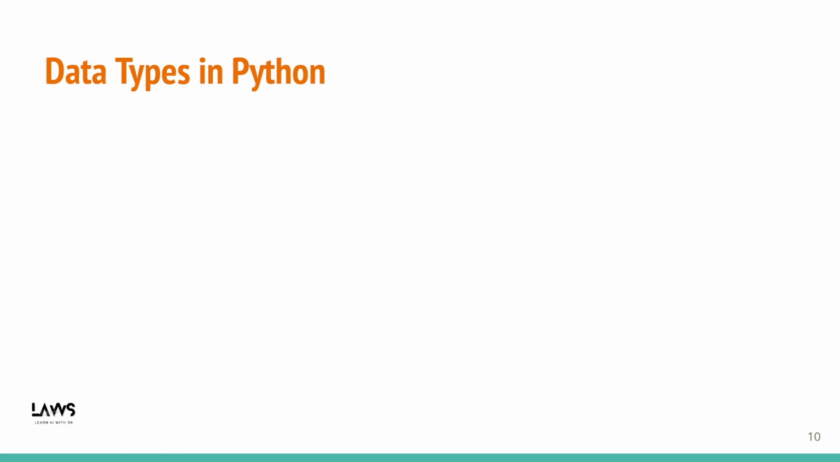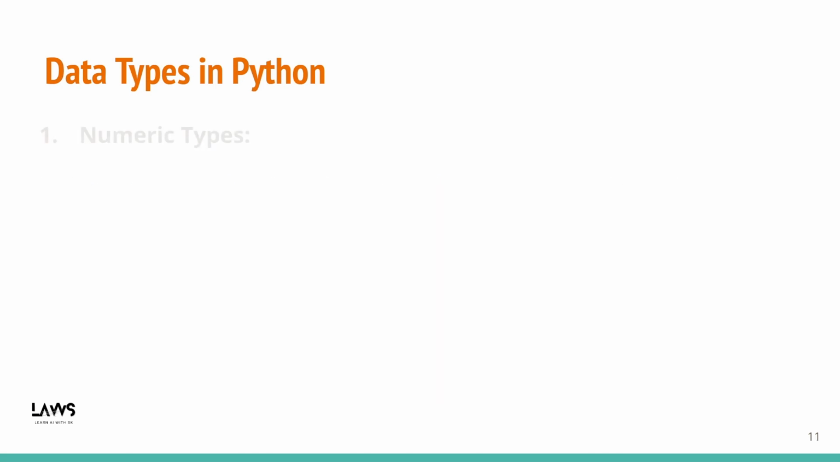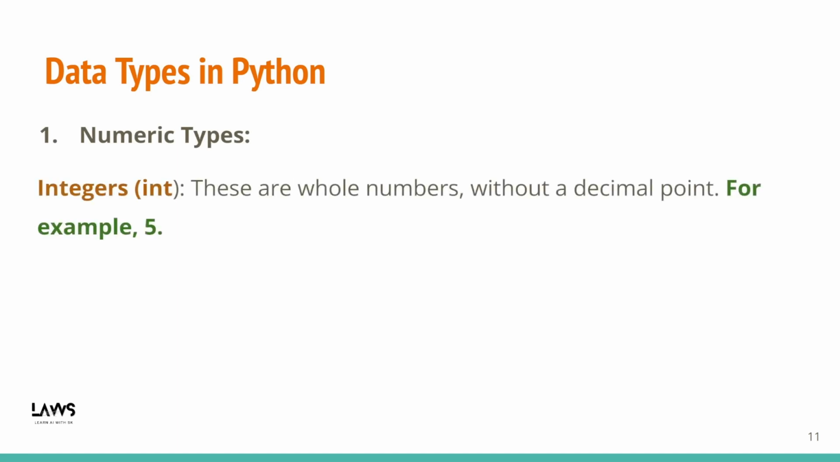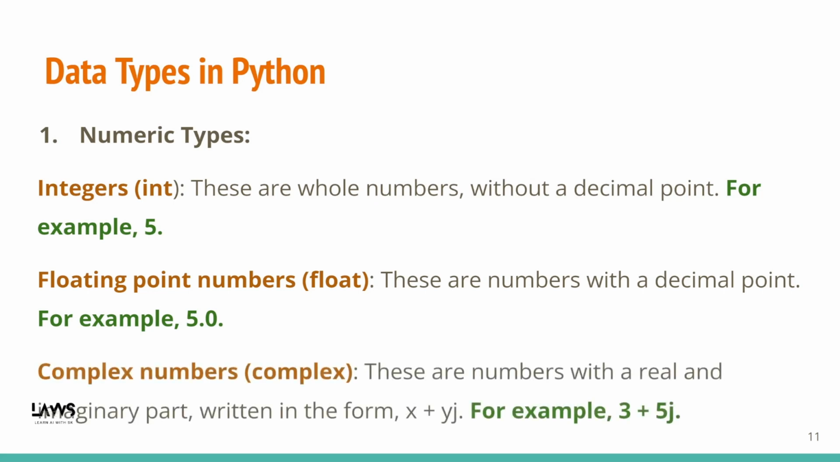Next one, data types. Python has several built-in data types that are commonly used in various forms of programming. Here we have numeric types, for example integers, the keyword is int, floating point numbers, the keyword is float, and complex numbers.